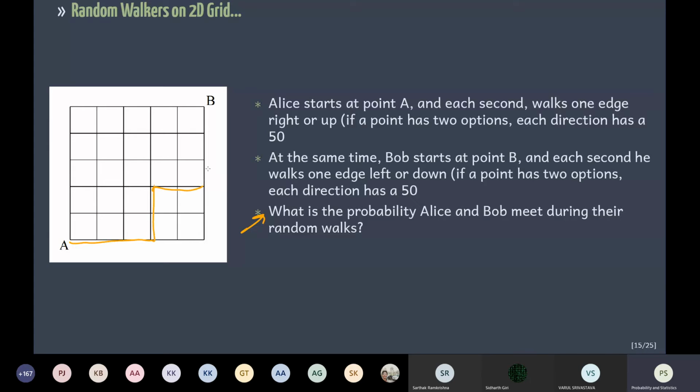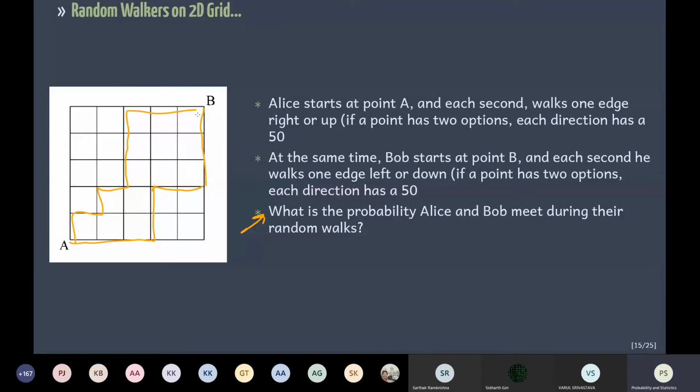So obviously, if Alice goes like this, and let us say Bob goes like this. So it is not just about crossing the path. You should understand the problem here. It's about meeting at the same point at the same time. The problem is not saying that they cross the path.